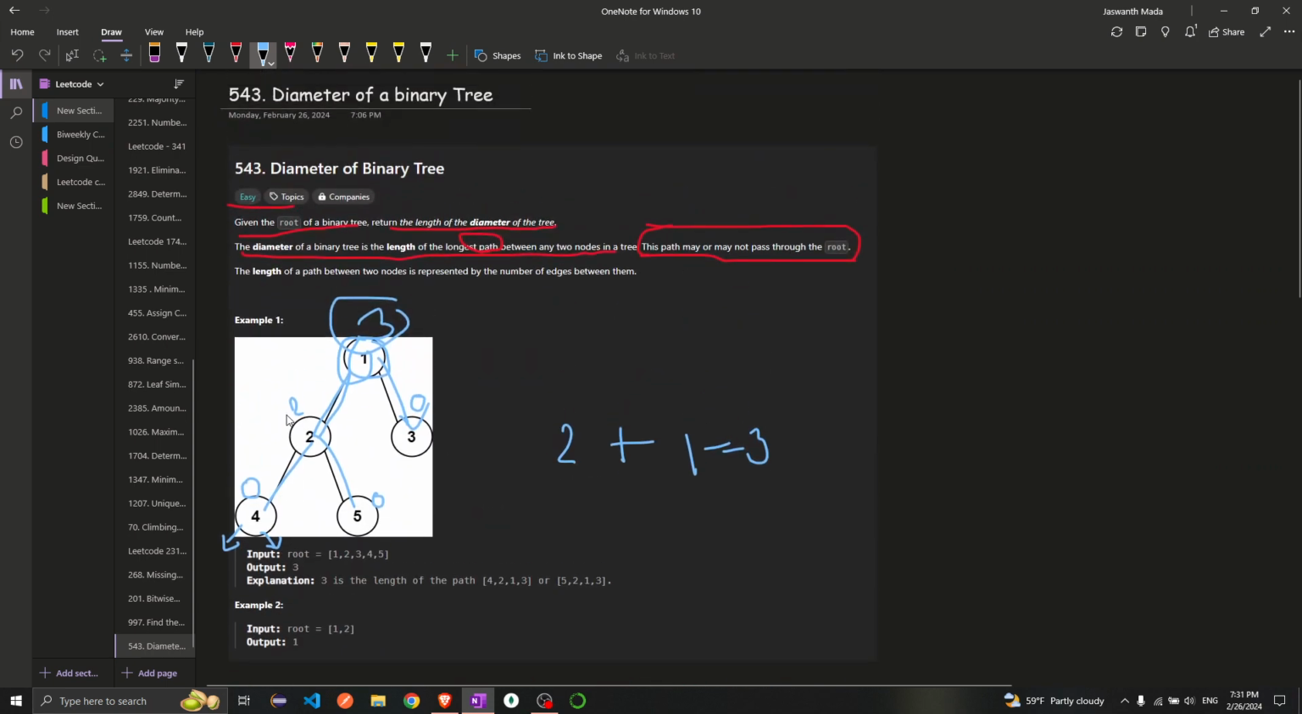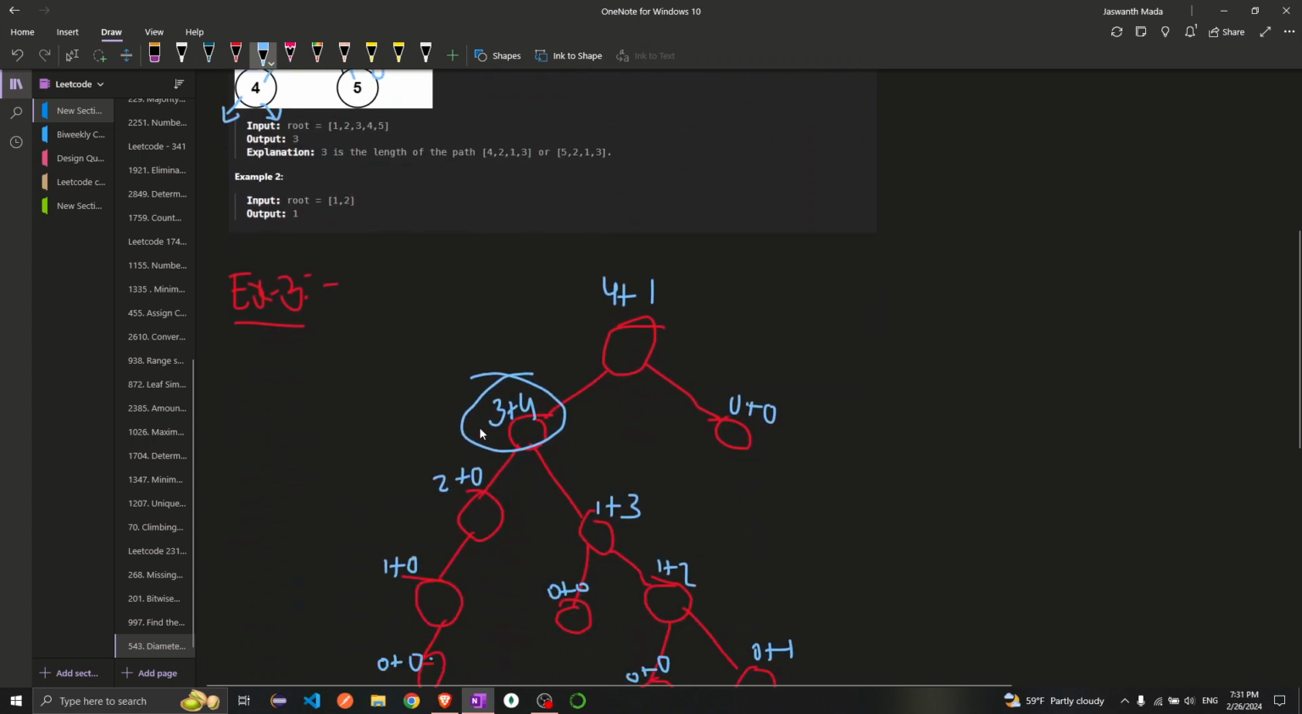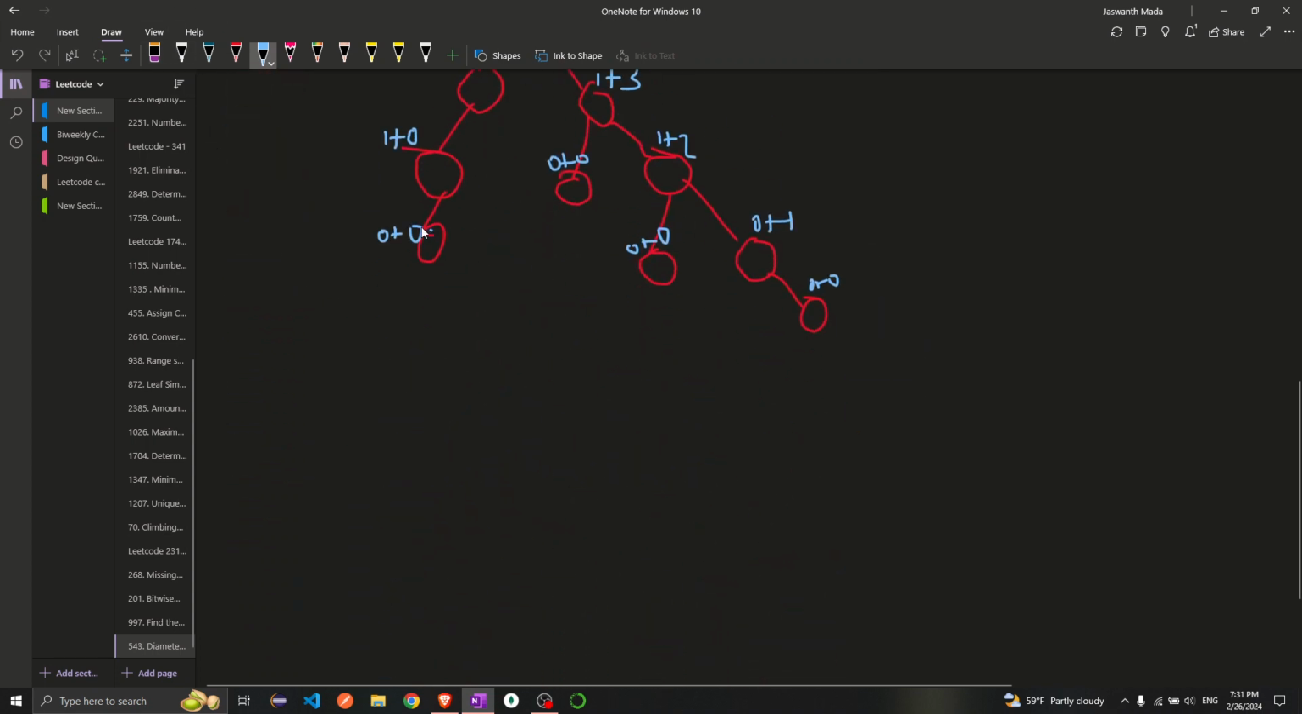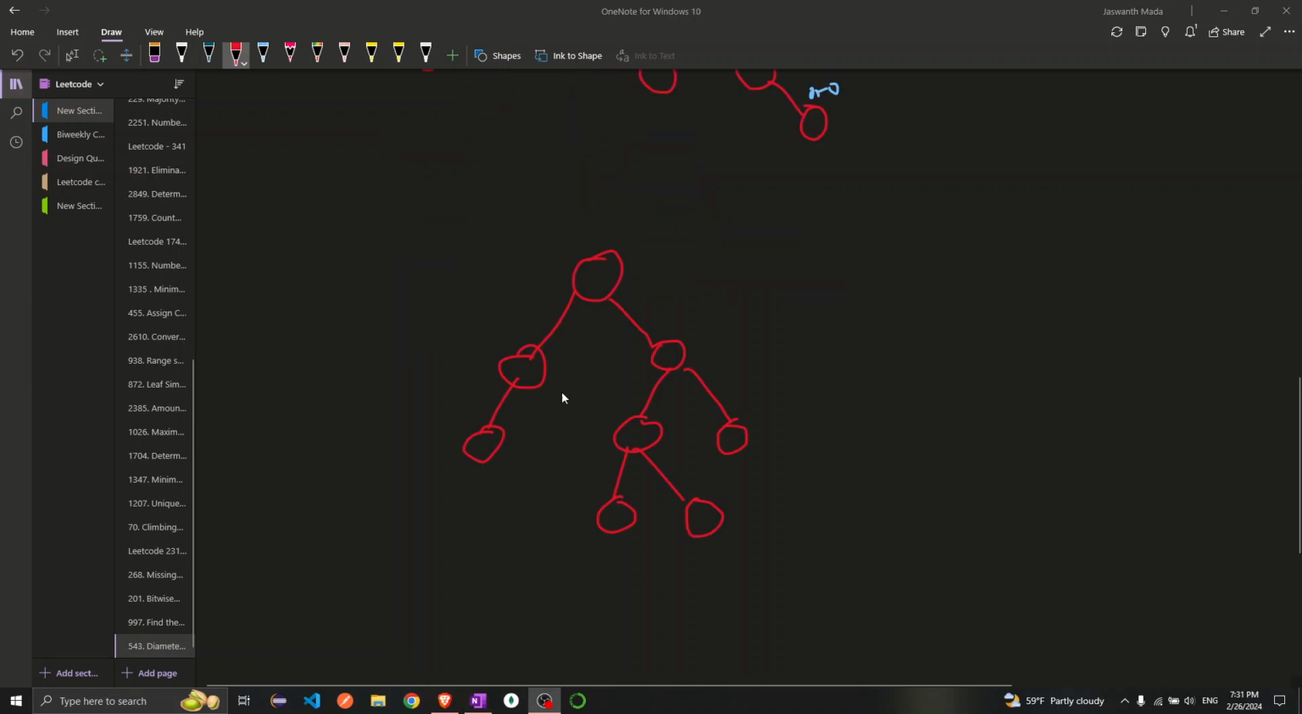So how are we going to find the height of the subtree, right? So that's the most important thing. So I'll take an example and explain how we can do that. Let's look at this example in order to find the height of the subtrees. But before that, let's break down the problem into smaller problems.